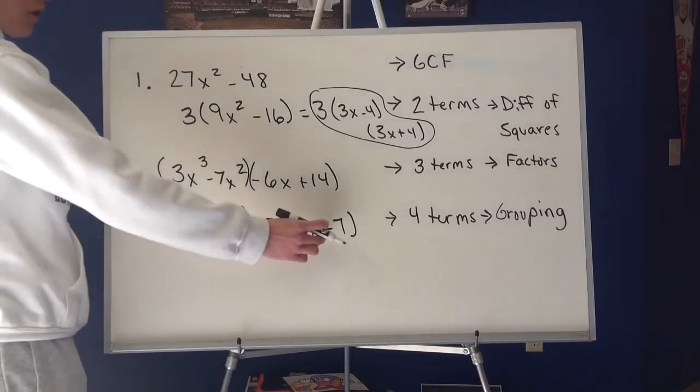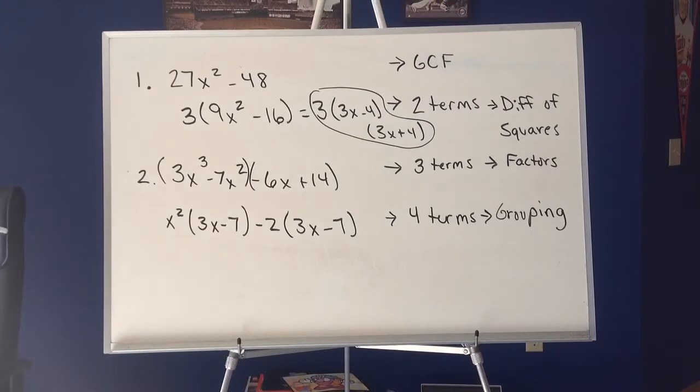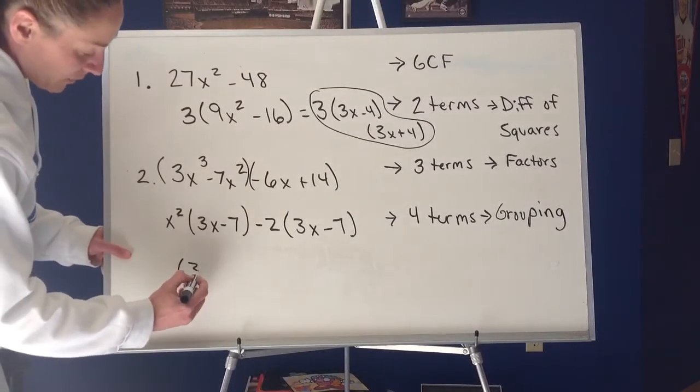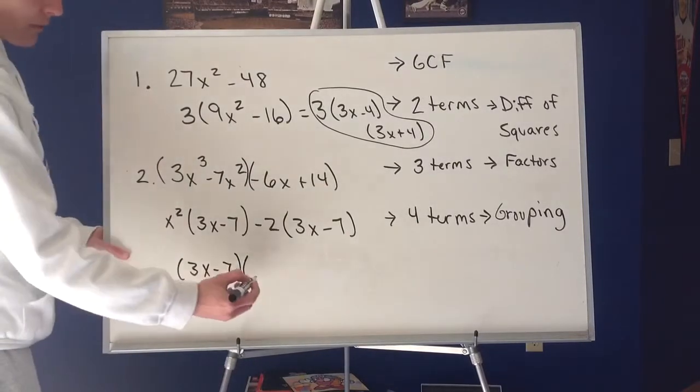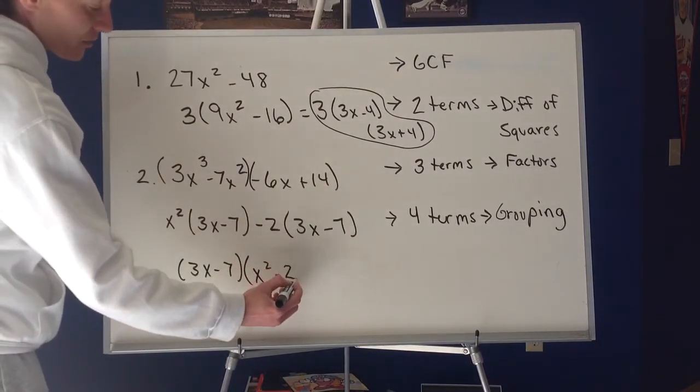Remember, with grouping, you should always get the same thing in parentheses, which we do here. So that becomes one of my last factors. And then I combine the leftovers. I have an x squared minus 2.